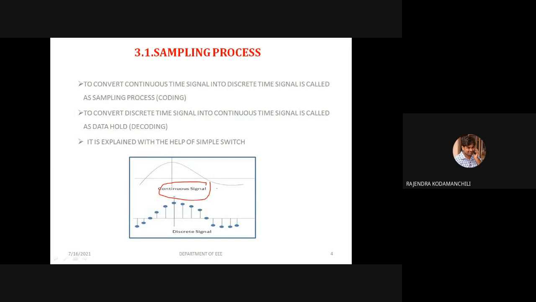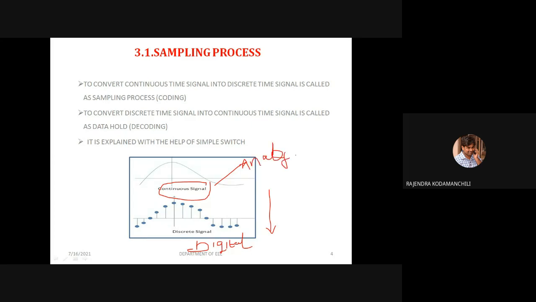Now, recently we all need a digital platform and digital signals. So all the available continuous-time signals are converted into discrete-time signals. Another name for a discrete signal is a digital signal, and another name for a continuous-time signal is an analog signal.